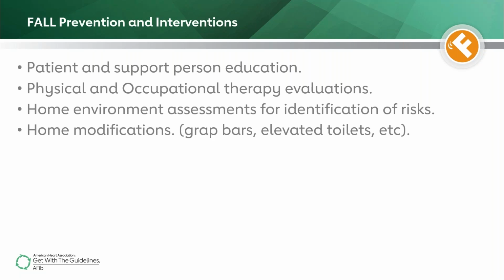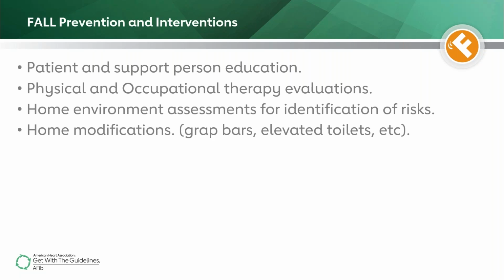Physical therapy and occupational therapy evaluations are kind of the gold standard for intervention when you identify a patient at risk for falls. They can help identify the need for assisted devices such as canes or walkers, and even more importantly, demonstrate proper use of these tools for the patients. A home environment assessment is really key.